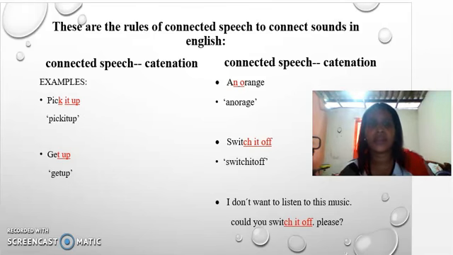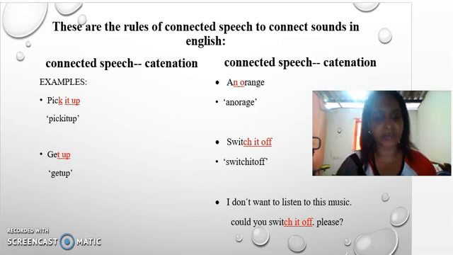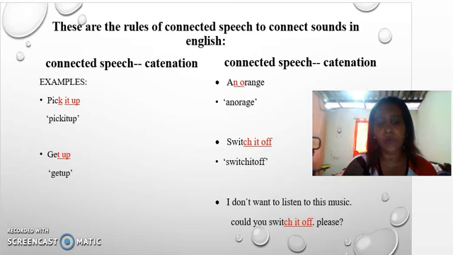Okay guys, these are the rules of connected speech to connect sounds in English. Catenation is one of the ways speakers join words together. In catenation, a consonant sound at the end of a word joins with a vowel sound at the beginning of the next word. The first rule is catenation.